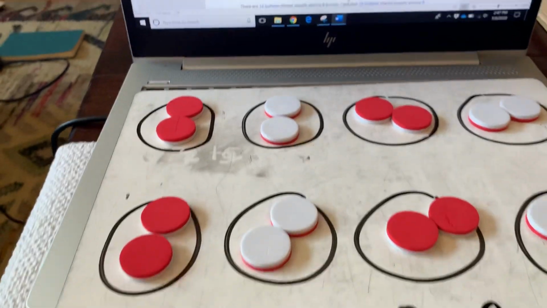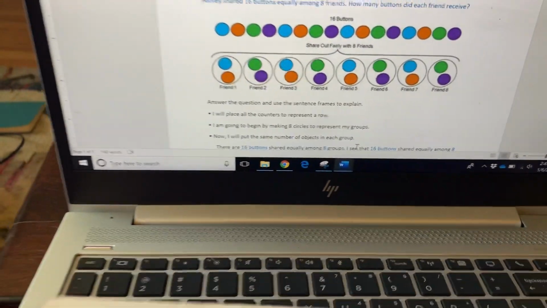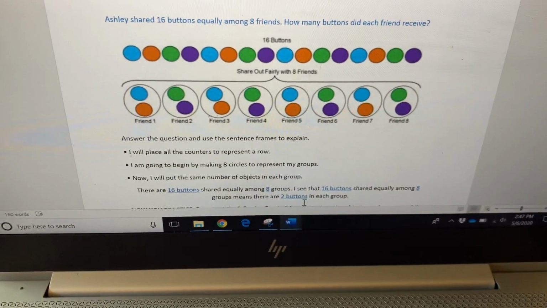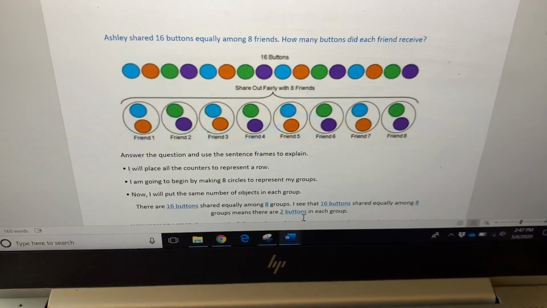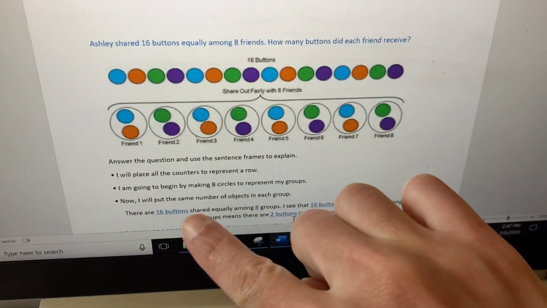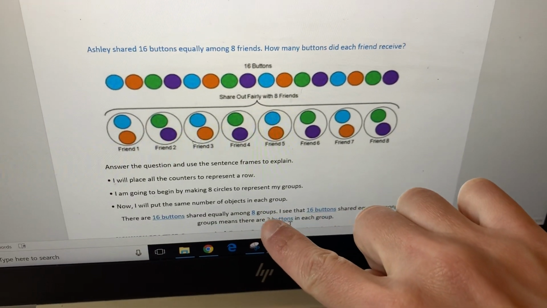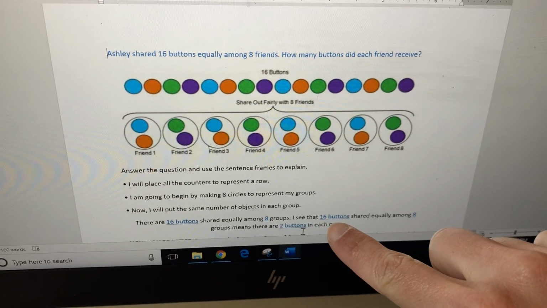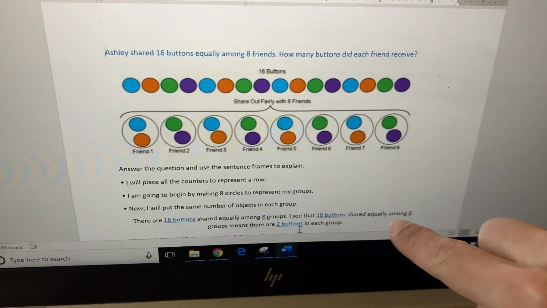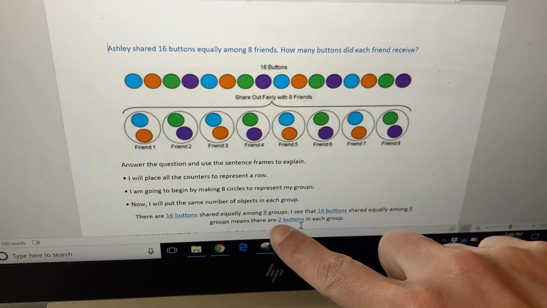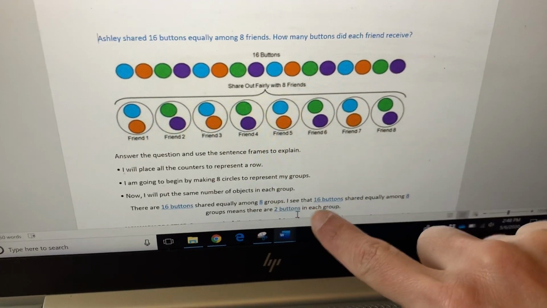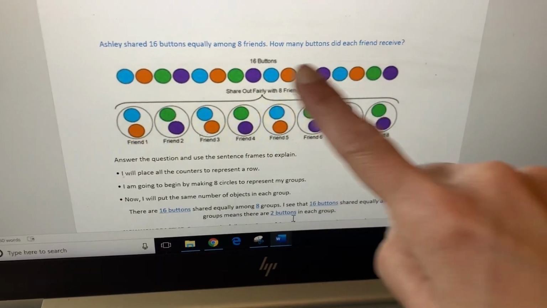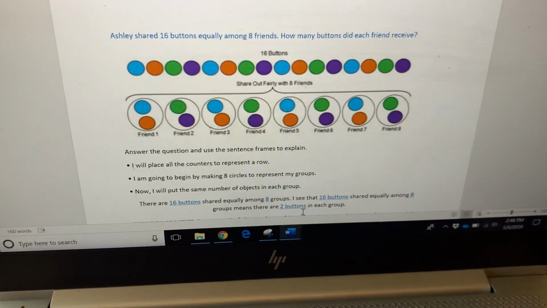So now if I want to describe this situation, I'm going to come over here to my chart and I'm going to describe here. So it says there are 16 buttons. Yes, that's what we started with. Shared equally among 8 groups because there were 8 friends. I see that 16 buttons shared equally among 8 groups means there are 2 buttons in each group. You are going to use these kinds of sentences to describe the situation, okay?